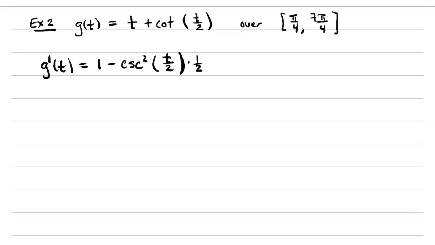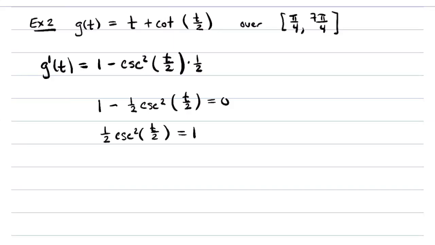And I want to set that derivative equal to 0, yeah? So I want to find its good and bad critical points. So how can 1 minus 1/2 of the cosecant squared of t over 2 equal 0? Well, I don't know. Let's rewrite that as 1/2 times the cosecant squared of t over 2 is equal to 1. And then maybe multiply both sides by 2.